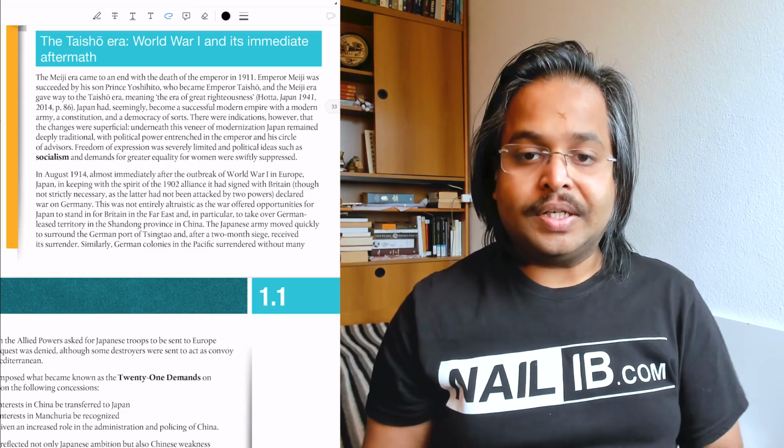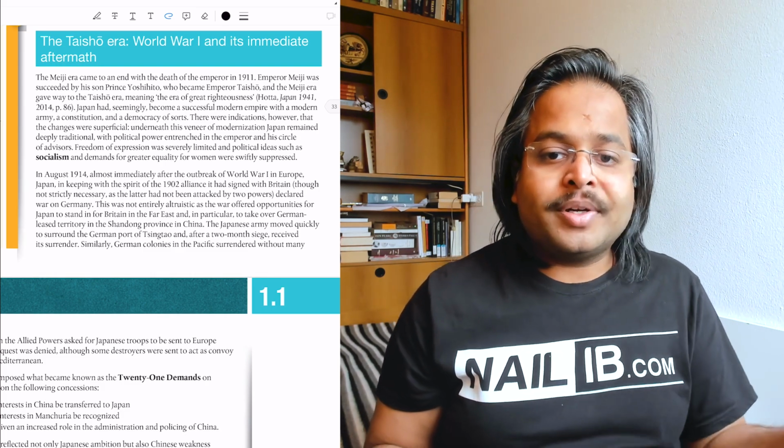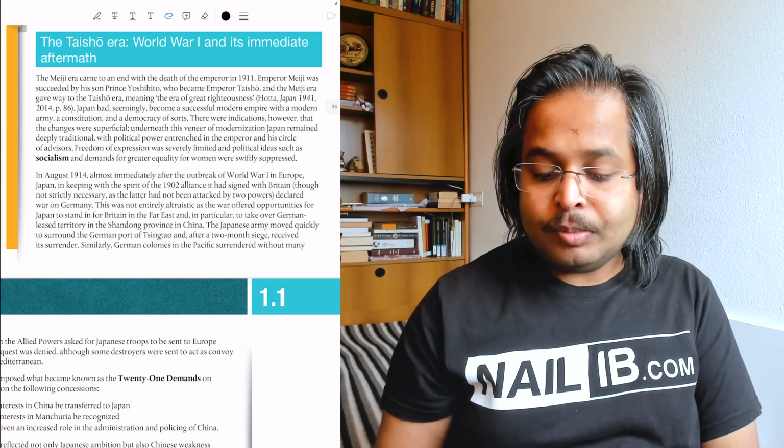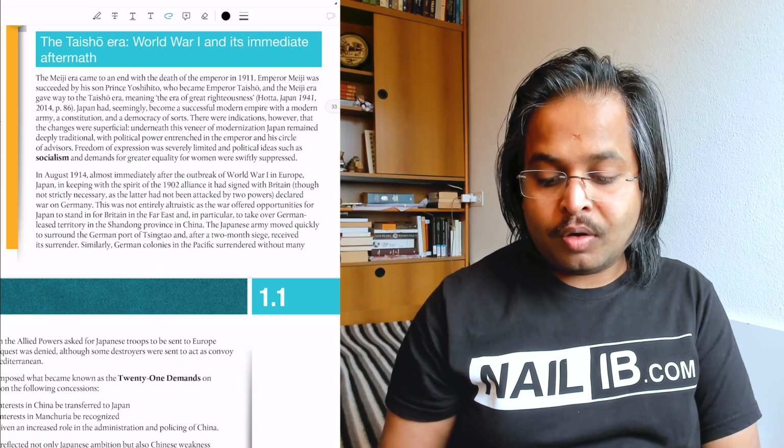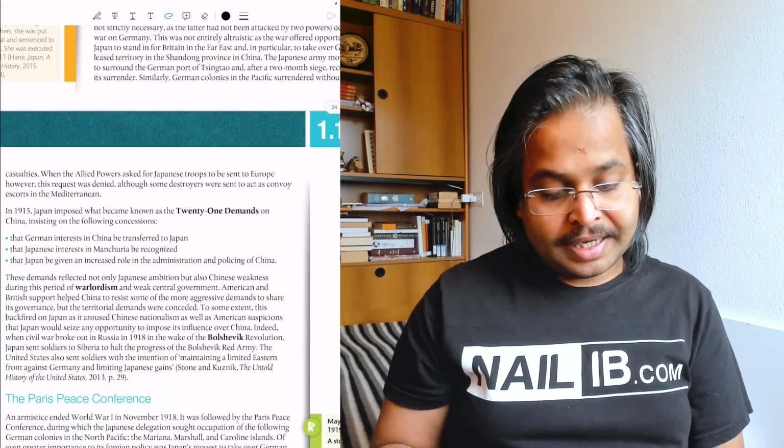And in particular, to take over the German leased territory in the Shandong province of China. So you are anti-Germany now, so you have every right to take over whatever Germany had in China. Now you have a legitimate reason to do that. The Japanese army moved quickly to surround the German port of Tsingtao and after a 2-month siege received its surrender. Similarly, German colonies in the Pacific surrendered without many casualties.